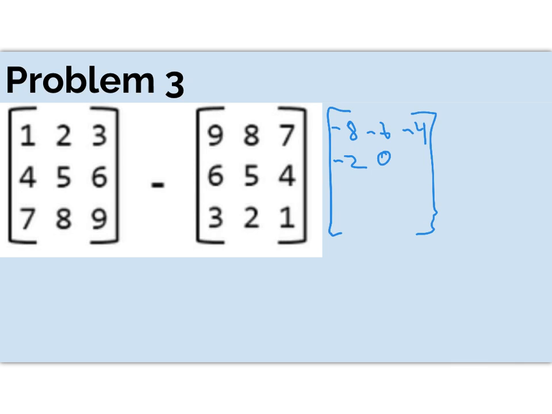We do not leave it blank. We put a 0 in there. 6 minus 4 is 2. 7 minus 3 is 4. 8 minus 2 is 6. And 9 minus 1 is 8.